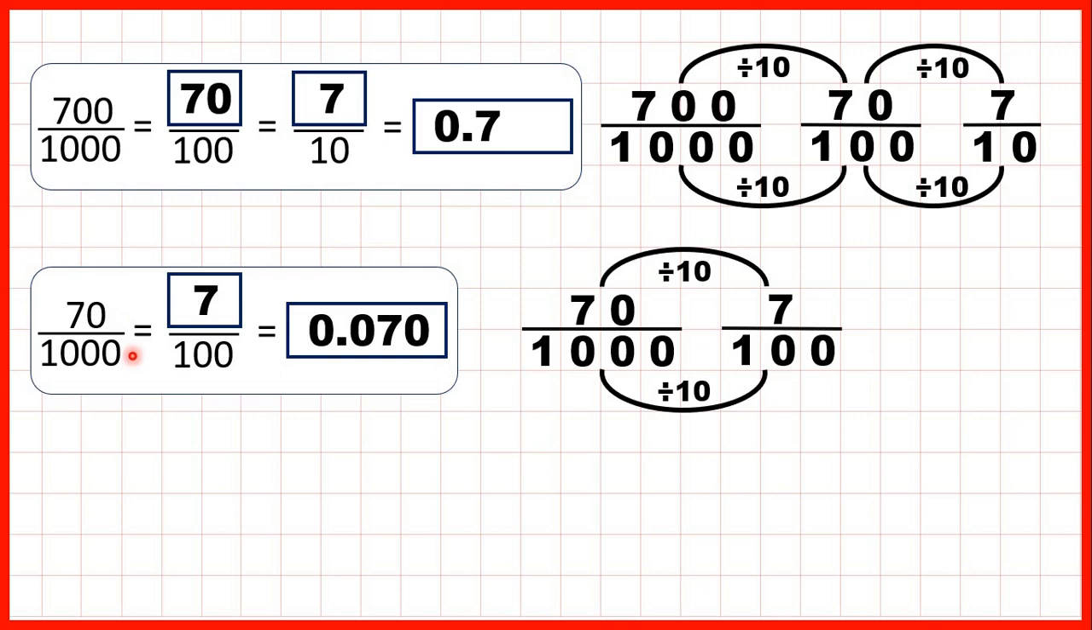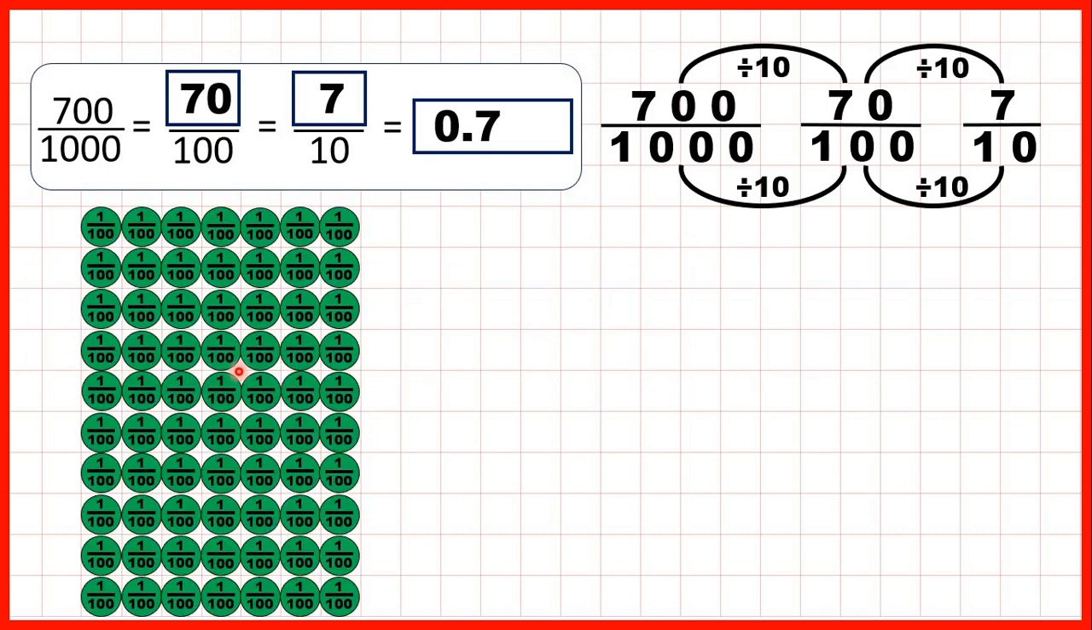But 70 thousandths is equivalent to 7 hundredths, and we write that as 0.07 because the second digit after the decimal point is the hundredths digit. So again, you can see that we don't need zeros on the end of decimals, because if we have zeros on the end of decimals, they're always equivalent to fractions which have a smaller denominator.